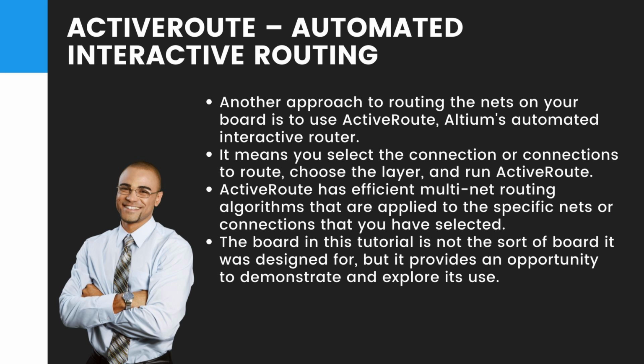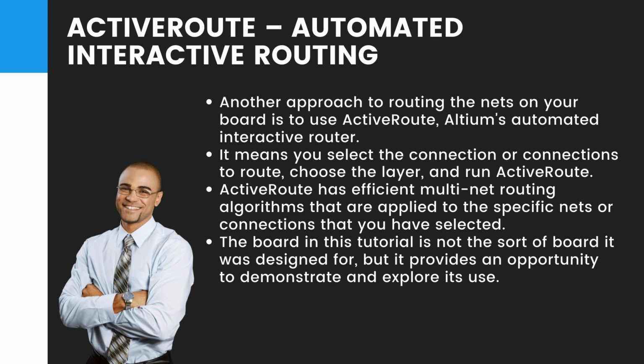ActiveRoute, automated interactive routing. Another approach to routing the nets on your board is to use ActiveRoute, Altium's automated interactive router. What does that mean? It means you select the connection or connections to route, choose the layer, and run ActiveRoute. ActiveRoute has efficient multi-net routing algorithms that are applied to the specific nets or connections that you have selected.